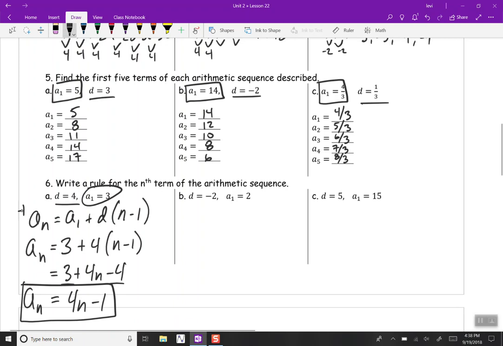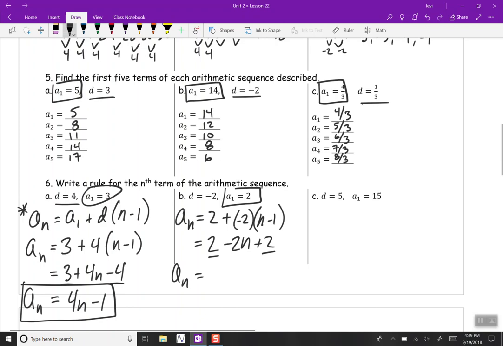Same thing here. I'm not going to keep on writing this over again. I suggest you guys do, just so you get in the habit or you memorize that. So we're going to say a sub n equals our first term, 2, plus our common difference, negative 2, times n minus 1. Negative 2 times n makes negative 2n. Negative 2 times negative 1 makes positive 2. And 2 and 2 make 4. So negative 2n plus 4.